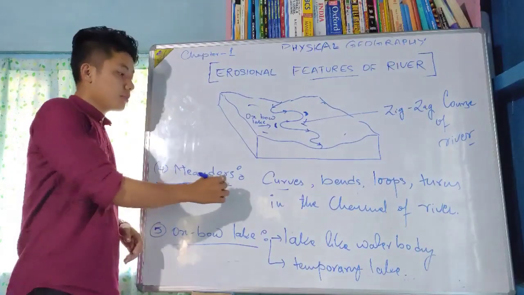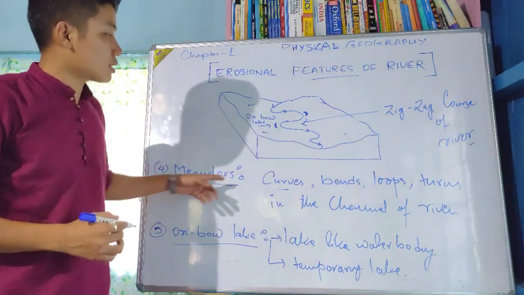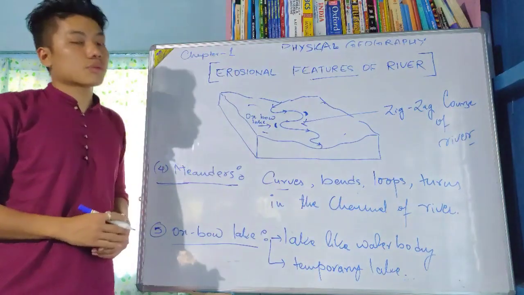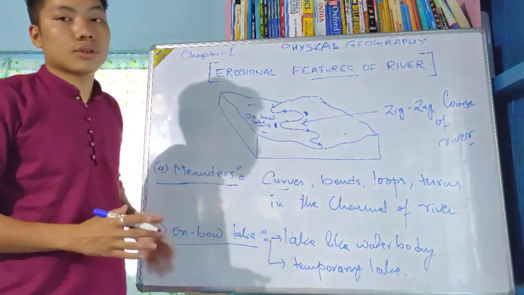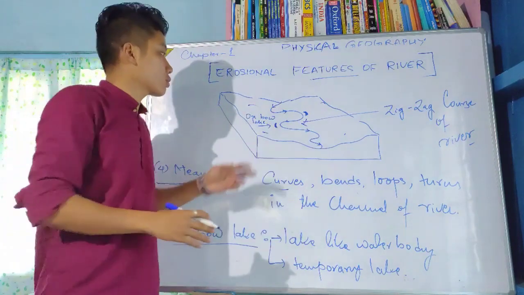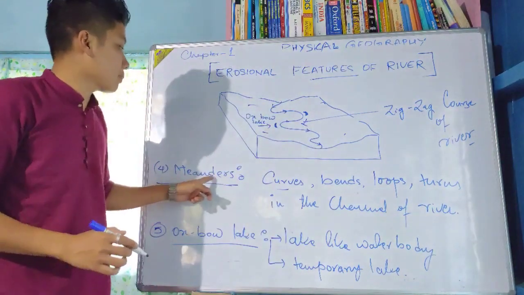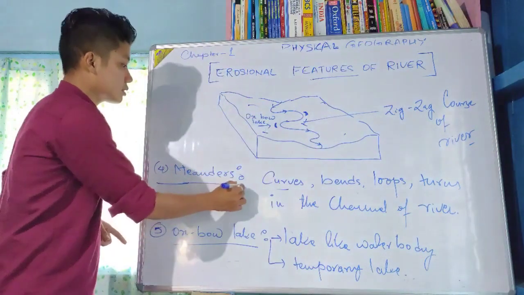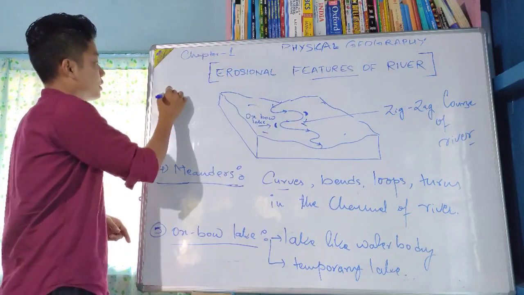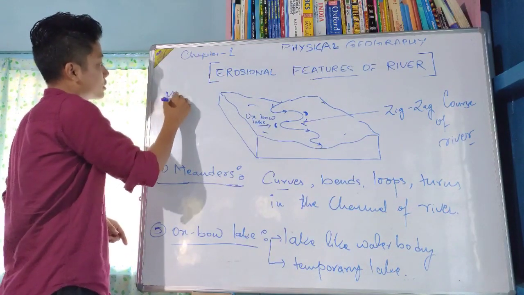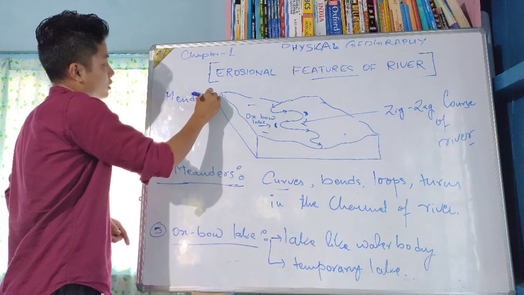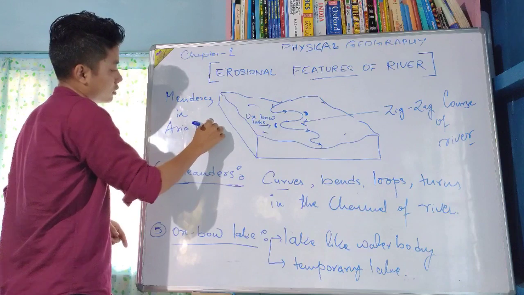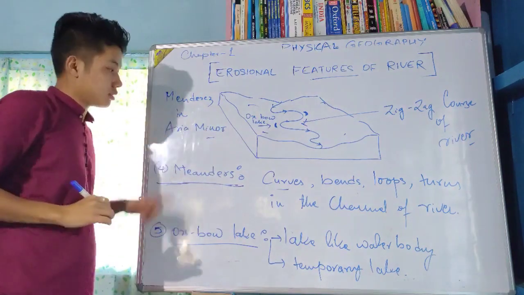Number 4 is meanders. So what are meanders? Meanders are generally curves, bends, loops and turns in the channel of the river. See, in the middle course of the river, the velocity of the river gradually decreases, so gradually it forms meanders. It is also called the zigzag course of the river. It is named meander after the river Menderes in Asia Minor. Just remember this one.